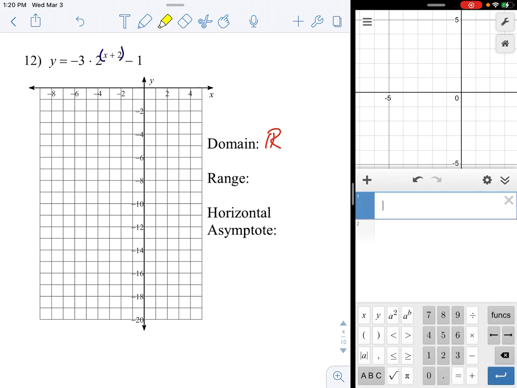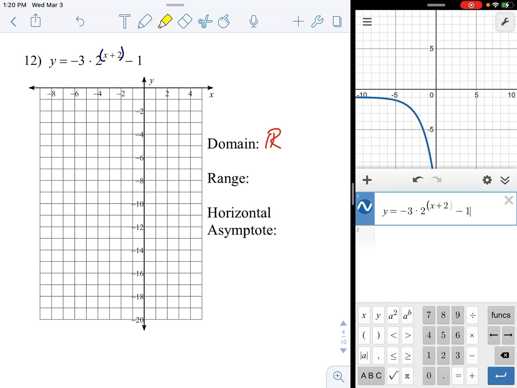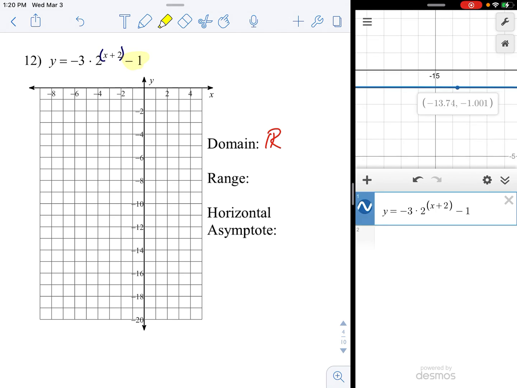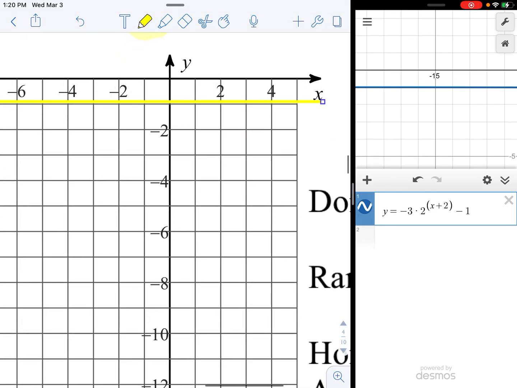So this is y equals -3 times 2 raised to the parenthesis x plus 2 minus 1. All right. This is a -1 here. Does there appear to be an asymptote at -1? I believe there does. Look at that y value, -1.009, and it's going to keep getting closer till it finally rounds off. So yes, indeed, there is an asymptote at -1. Though I didn't draw it at -1, I can move it up. There we go.